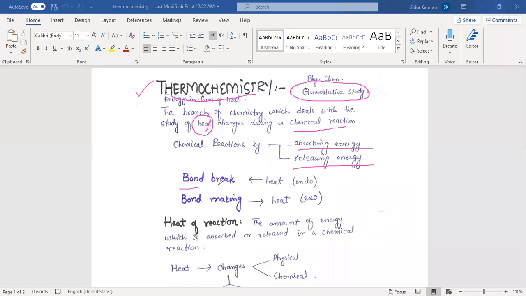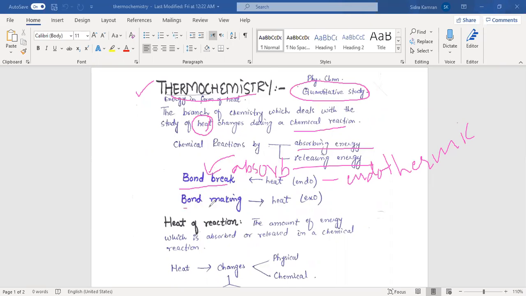When you are breaking a bond, heat will be absorbed. When you want to break the bond of a compound and divide it, you have to give heat to the system. Provide the heat. That type of reaction is called endothermic. In an endothermic reaction, heat is absorbed by the system. This is for bond breaking. When you want to break the bond, you have to absorb the energy.